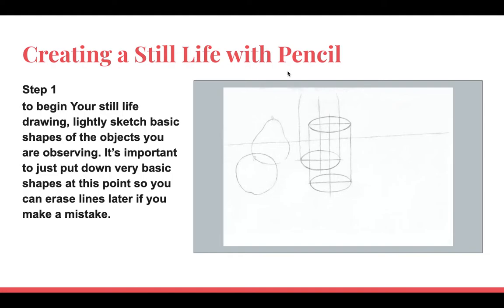So step 1, to begin your still life drawing, lightly sketch basic shapes of the objects you are observing. It's important to put down very basic shapes at this point so you can erase lines later if you make a mistake. This image you can see just very basic lines. We're just talking about shape. We're not talking about anything else here.